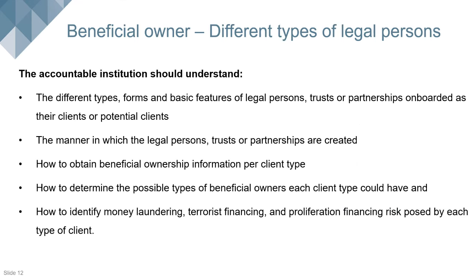So as an accountable institution, what is required of you is that you should understand different types, forms, and basic features of your legal persons, trusts or partnerships onboarded as clients or potential clients, the manner in which these legal persons, trusts, and partnerships are created, how to obtain beneficial ownership per client type, to identify or determine the possible types of beneficial owners each client type could have. And that's where your understanding of how each client type is created, how each legal person is created, how each partnership and trust is created will come into play, and how to identify the money laundering, terrorist financing, and proliferation financing risk posed by each client. So when that client walks through the door, what risk are they bringing? How do I mitigate this risk? How do I identify the warm body for this client?